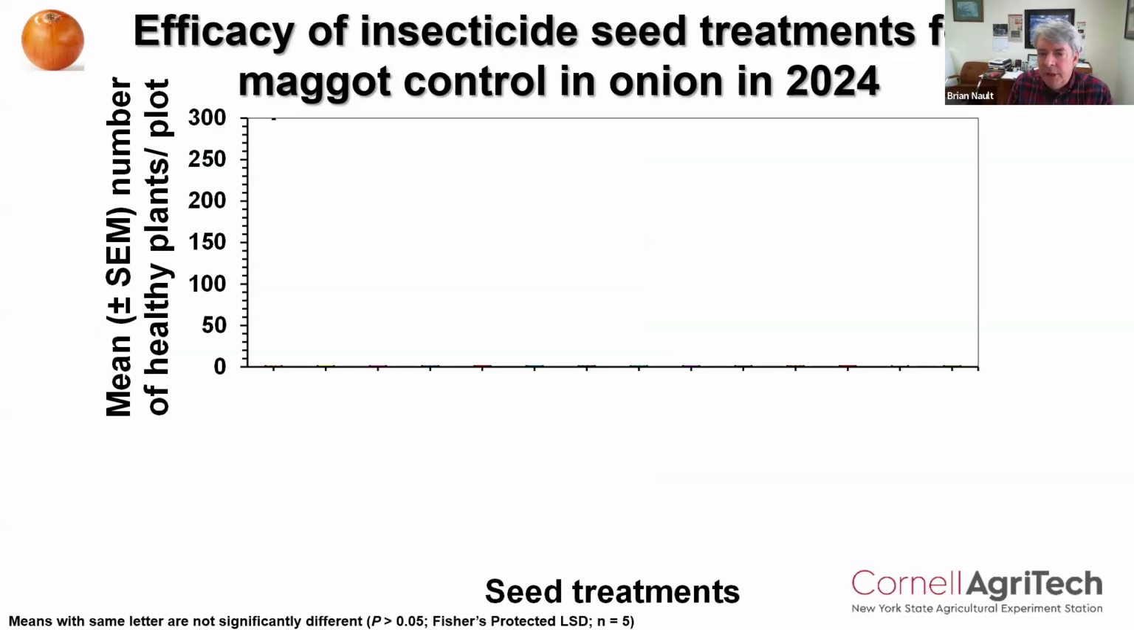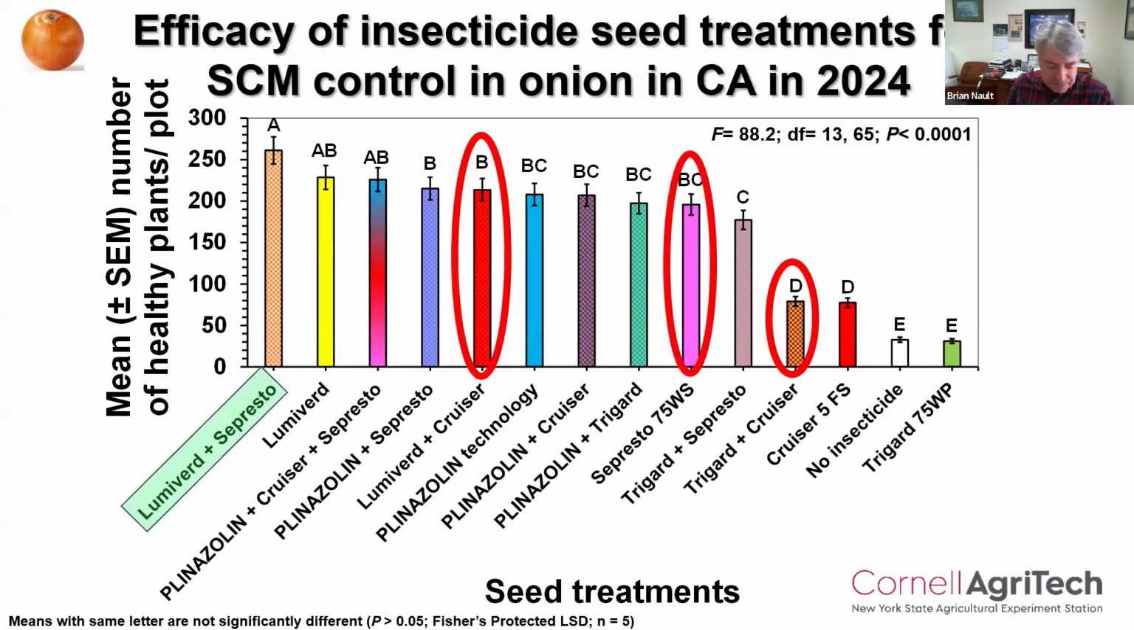I'm going to show you 4 different data sets, and they're all going to be structured in the way that I'm going to show you here. So on the y-axis, we'll have the mean number of healthy plants per plot. And because each of us had different plot sizes and number of rows, there's going to be a different number of plants in a plot. So don't compare the number of plants in the different states or provinces, but just look at comparing the number of plants within the treatments at a particular location. And then we had the different seed treatments on the bottom.